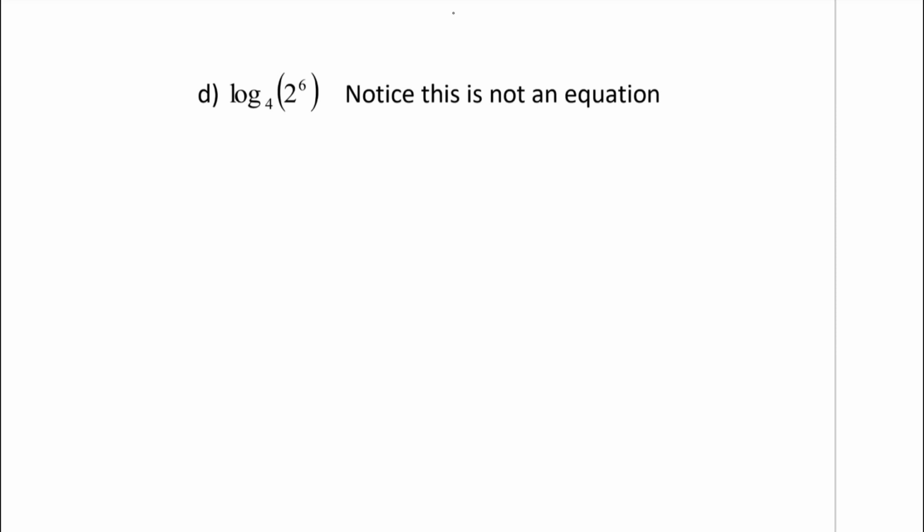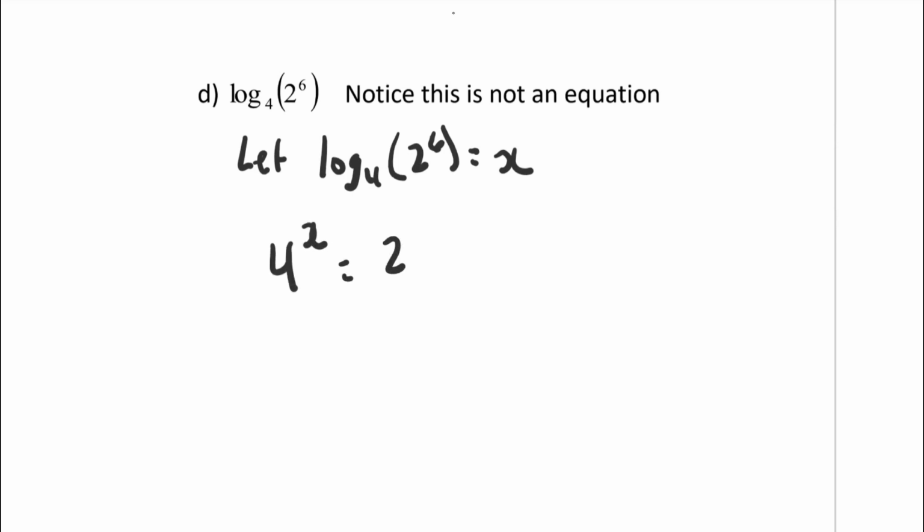Next, log base 4 of 2 to the power of 6. So notice that this is not an equation. So what we're going to do is create an equation from it. So we're going to say, let log base 4 of 2 to the power of 6 be equal to x, okay? Which means that 4 to the power of x must be equal to 2 to the power of 6, because now we switched it around.